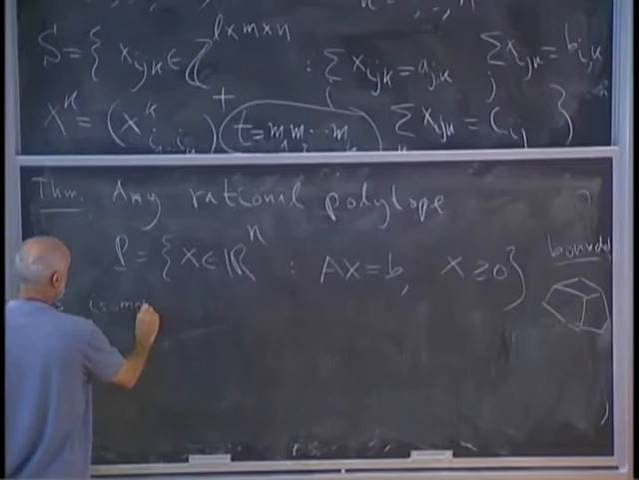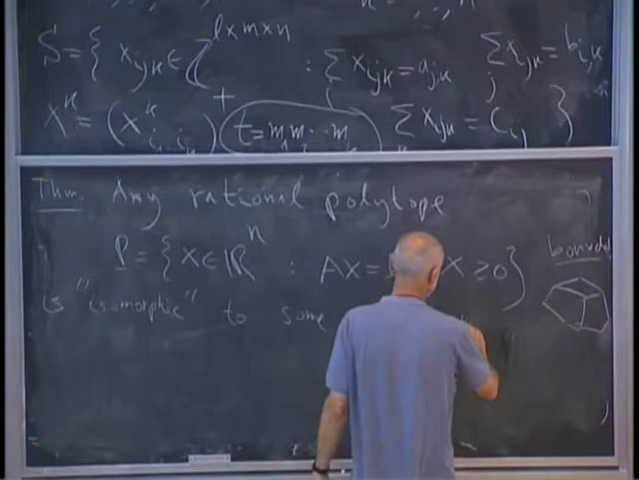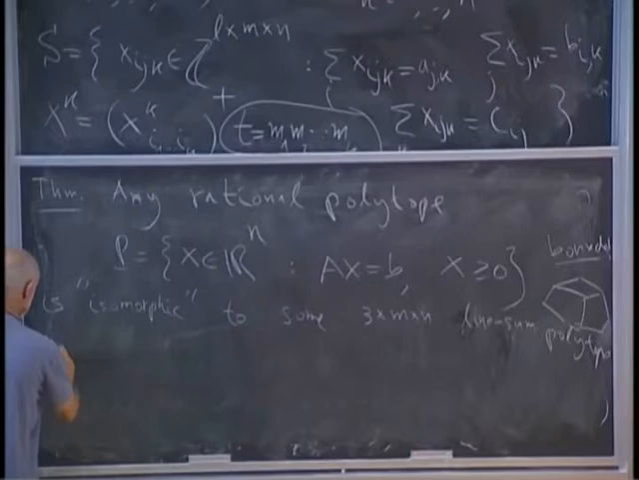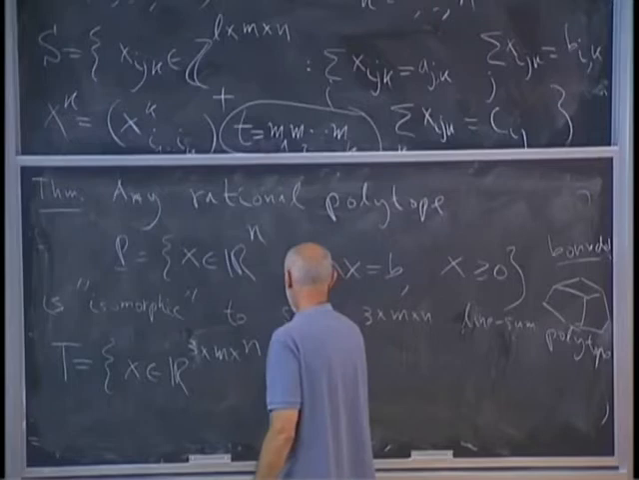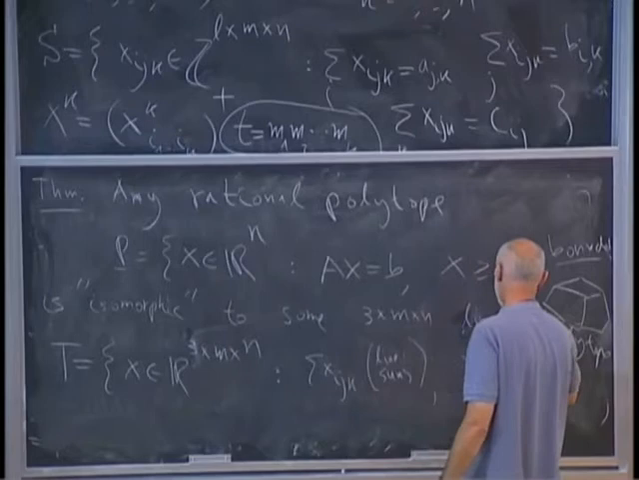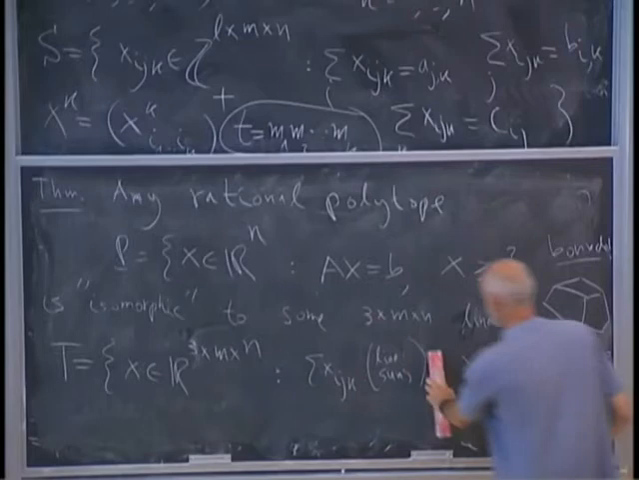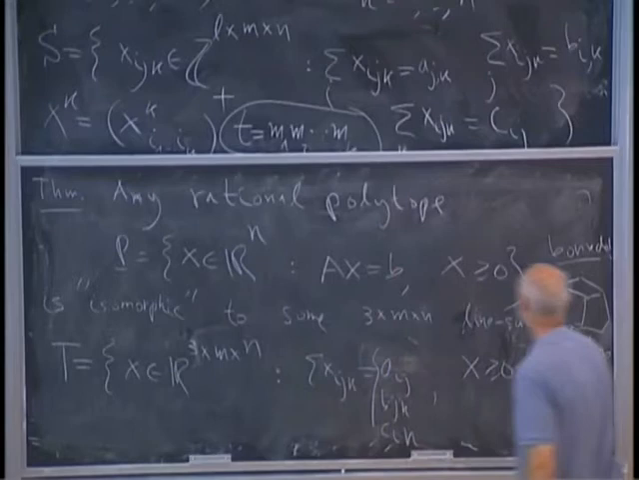I'll explain exactly what it means, to some 3 by m by n line sum polytope. Of this form. So some multi-index transportation polytope, of order 3, 3 by m by n, such that we have this sum of x_ijk, you know, line sum equations, line sums, and x is non-negative. Aij, you know, Bij, Bjk, whatever, Cik. I mean these sums over there.